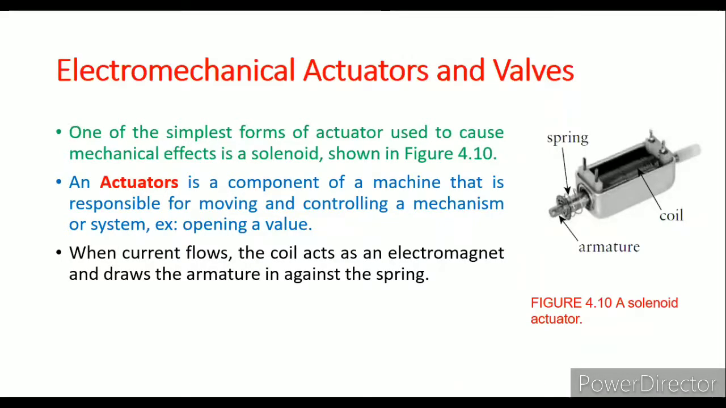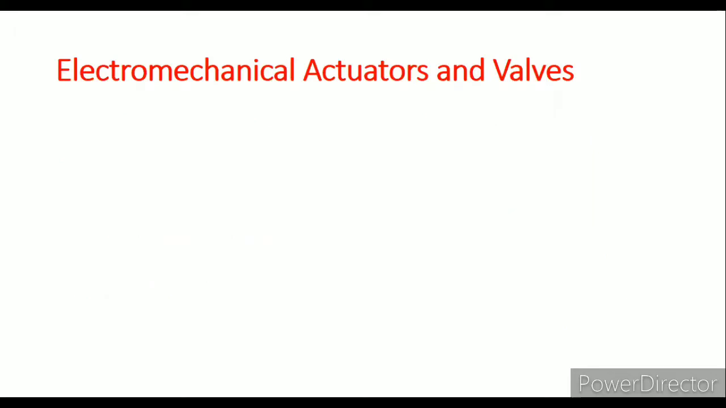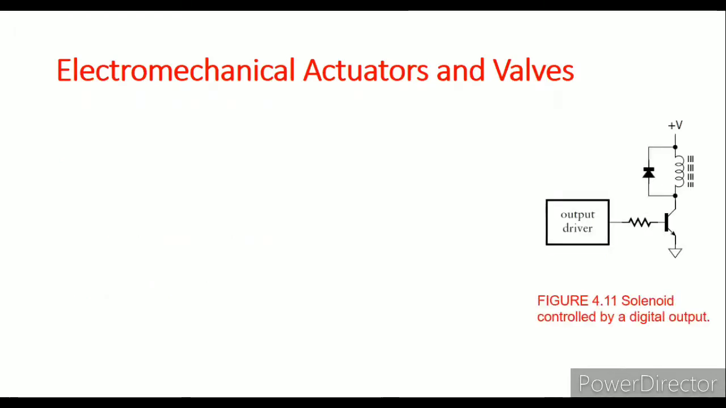So how do we control that? When current flows, the coil acts as an electromagnet and draws the armature in against the spring. So the current flows in this, and due to the electromagnetics, the armature starts moving forward and backward. In a digital system, we can control the current in a small solenoid with the help of a transistor driven by a digital output, as shown in the figure. So this is a simple circuit diagram which drives the current with the help of a solenoid.